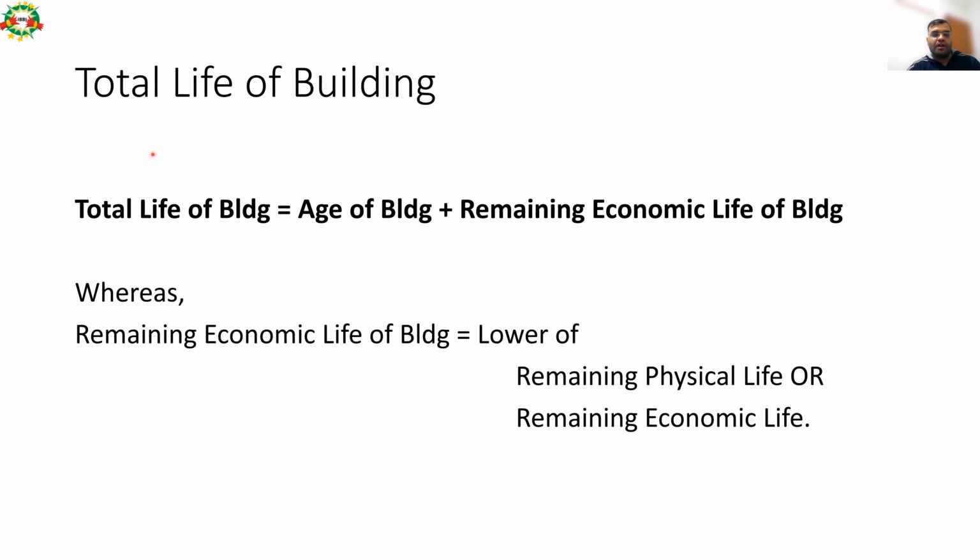Now, what is the total life of the building? In the previous slide we discussed the existing age of the building. Now we are talking about total life, existing plus future life. The total life of the building is the age of the building, that is the present age, plus the remaining economic life of the building. Please understand here, the remaining economic life of the building is equal to the lower of the remaining physical life or the remaining economic life. It is a very important concept, and we should understand it.